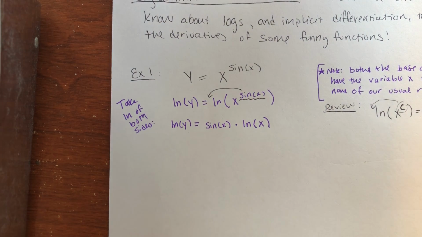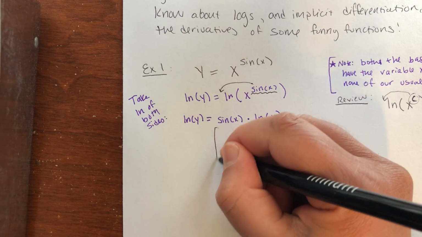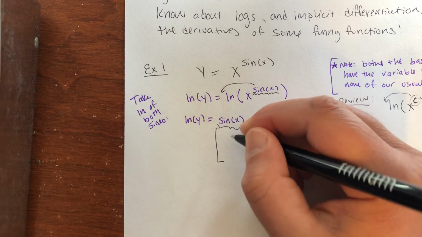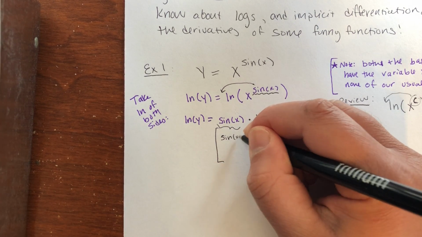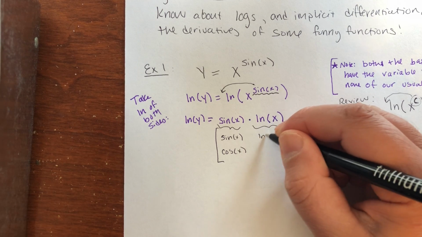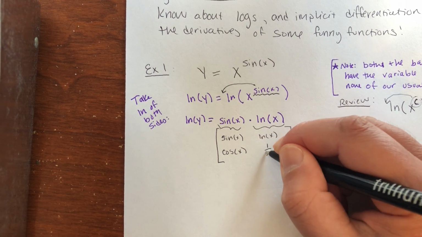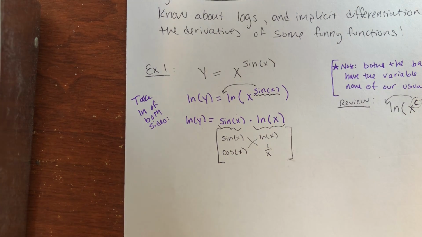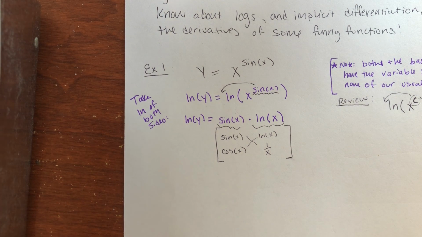Right? So as scratch work for my product rule, let's just do a little bit of scratch work here. My two functions here are sine of x and ln of x. Sine of x has the derivative of cosine of x, and ln of x has the derivative of 1 over x. Right, we learned that in the last video. So product rule is going to have us multiply across like that.